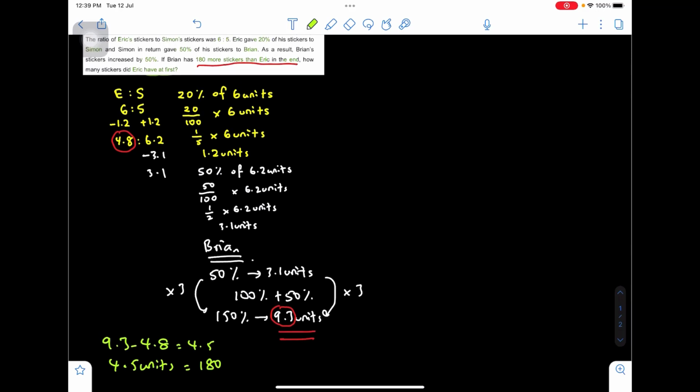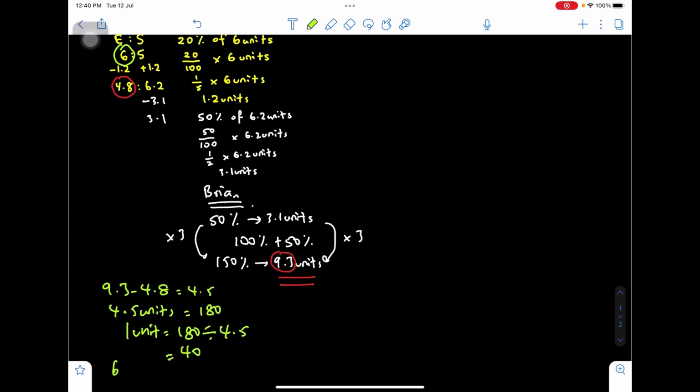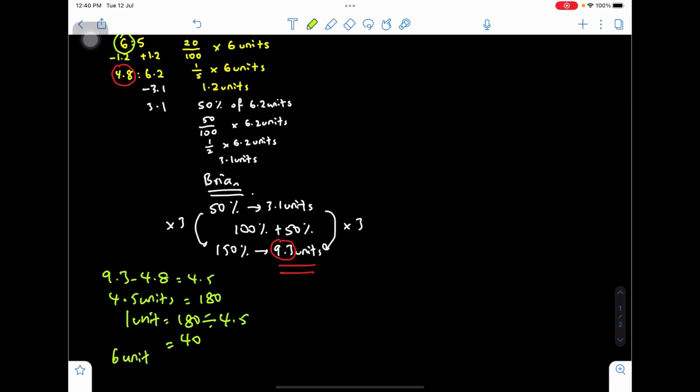How many stickers did Eric have at first? Eric had 6 units at first. So we can find 1 unit. 180 divided by 4.5, that would be 40. And then we can find Eric's 6 units. 240 is the answer for this question.